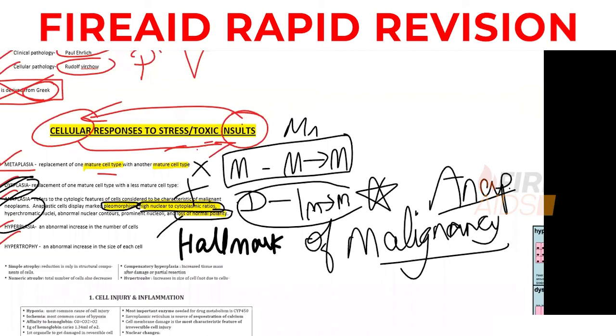Can pleomorphism be seen in metaplasia and dysplasia? Again, pleomorphism can be seen in dysplasia, but to a lesser extent, but it's not seen in metaplasia. These two are important points you must know. Next is hyperplasia.